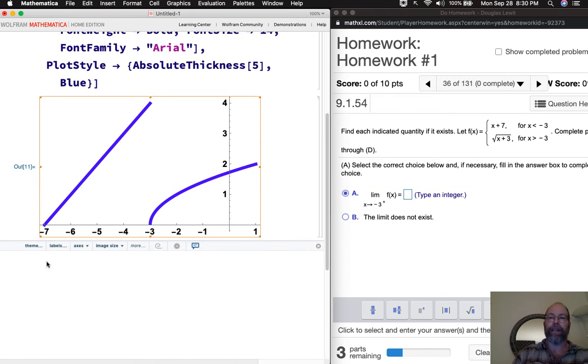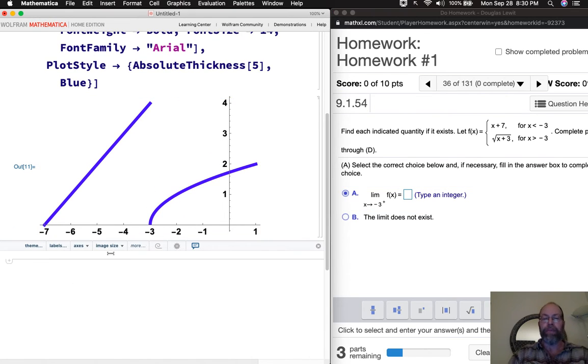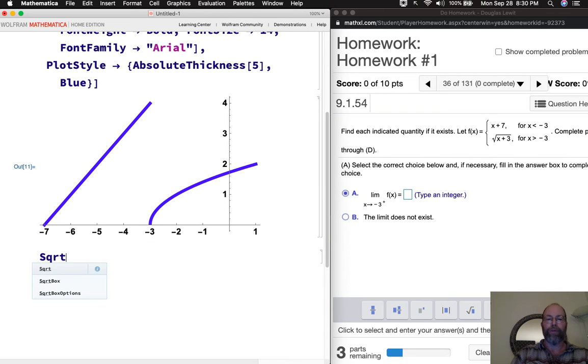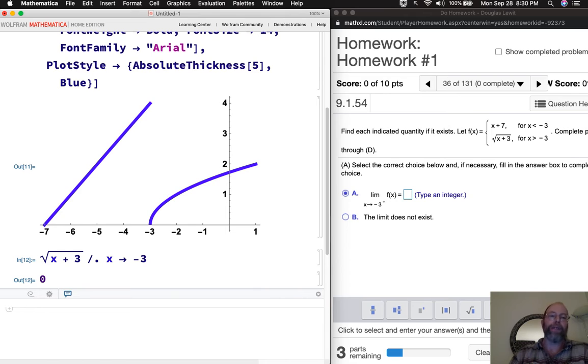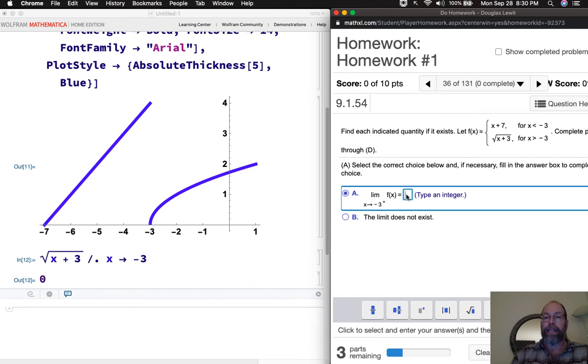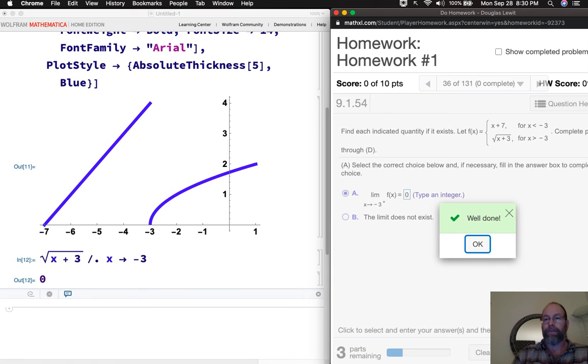What is that? Well, that's pretty obvious. It's going to be 0, right? So we have the square root, or you could do control 2, x plus 3, right? What happens when x is negative 3? Well, of course, it's 0 because negative 3 plus 3 is 0 and the square root of 0 is 0. So that means the answer is going to be 0.